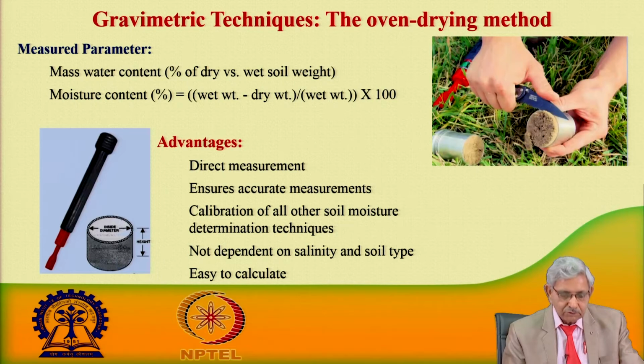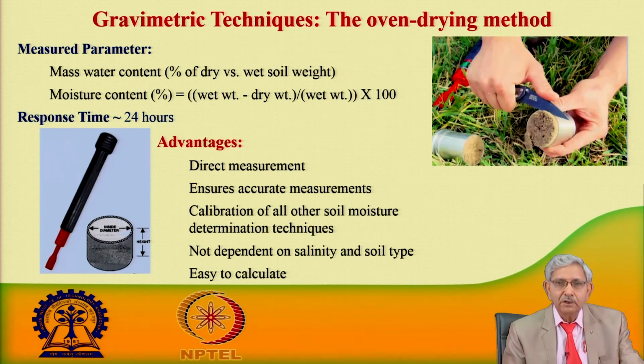The gravimetric method is independent of soil salinity or a particular type of soil, and one can easily calculate the value of moisture content. The only thing is that it requires 24 hours. The soil sample is taken 24 hours before, so it does not give real-time data, but there is a delay of 24 hours.